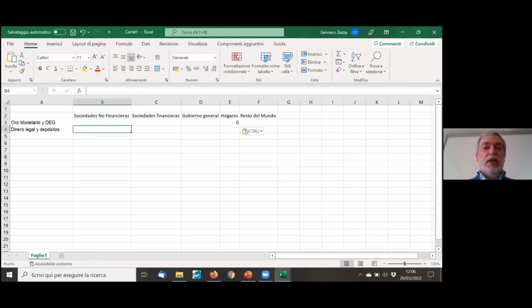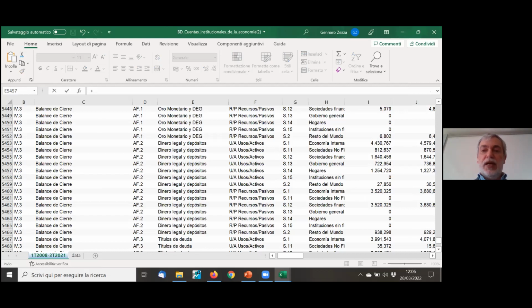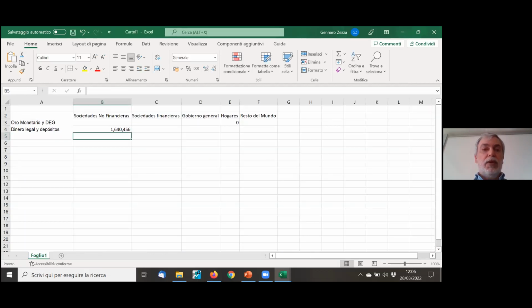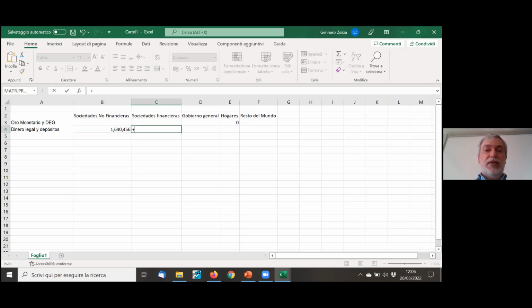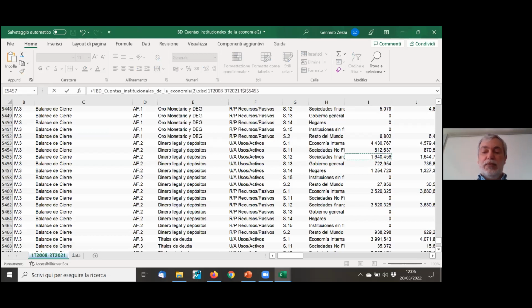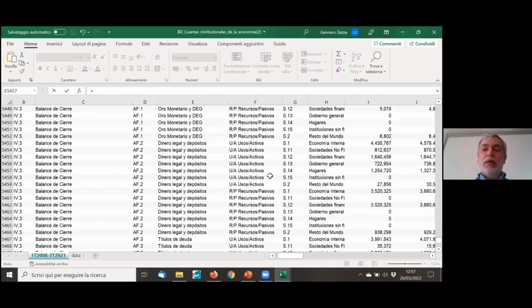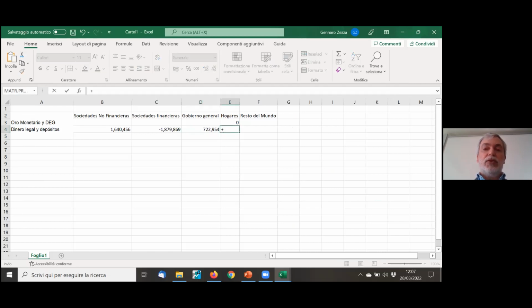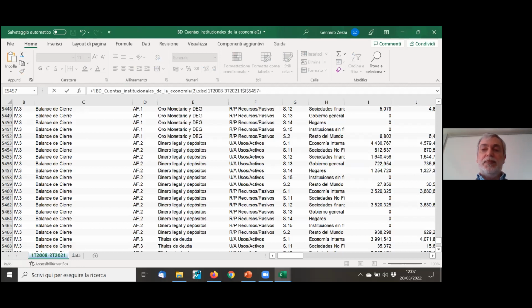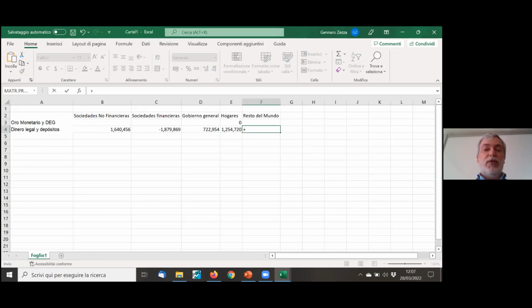Sociedades no financieras would be: the assets are here and the liabilities are here. The sociedades financieras, the assets are here. And these are the liabilities. The government has assets in here and liabilities in here. The households and non-profits, and finally the rest of the world.